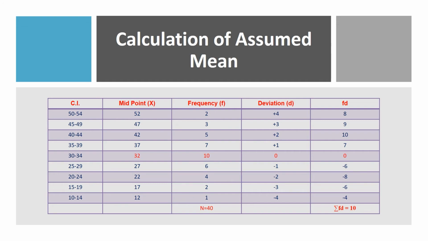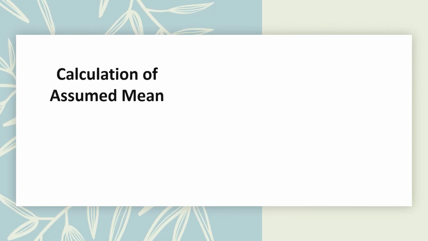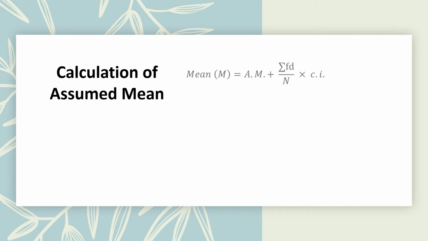If I add 8, 9, 10 and 7, it is plus 34, and if I add 6, 8, 6 and 4, it is minus 24. So, plus 34 minus 24 is equal to 10. So, summation of FD is 10 and total number of the frequencies, or N, is equal to 40. Then after that we have to use the formula. The formula is assumed mean, AM, plus summation of FD, summation of frequency into deviation, divided by N, total number of the frequencies, into size of the class or class interval.